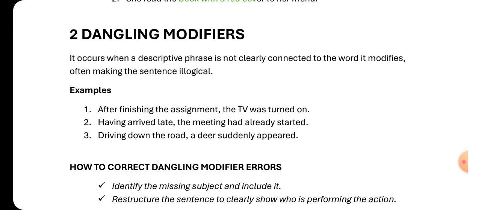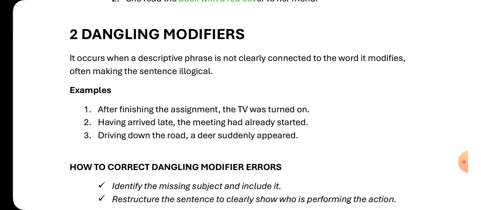There's always a missing subject. That is it. One thing you should put at the back of your mind: there's always a missing subject. So when you identify such a problem, then you try and introduce the subject to correct it. So let's look at some examples here.